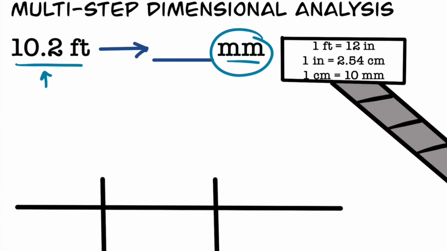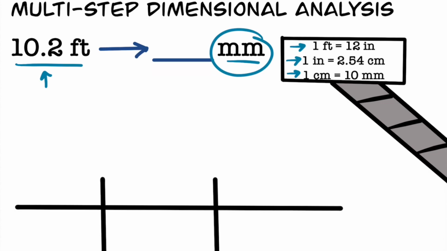In this case, the only knowledge we have is that there are 12 inches in a foot and 2.54 centimeters in an inch. And we also know that there are 10 millimeters in a centimeter based on our mnemonic base conversion rule.